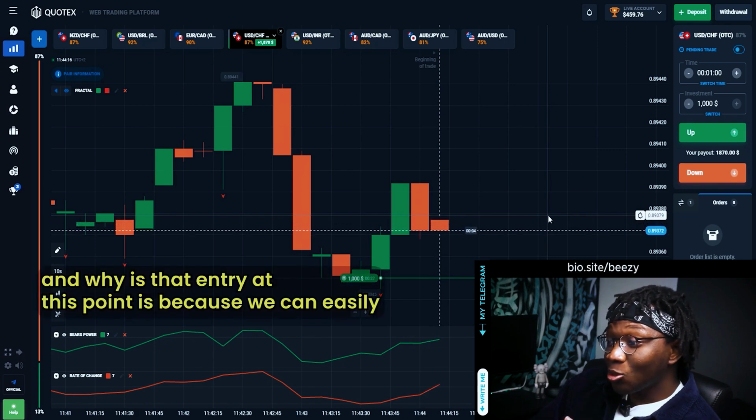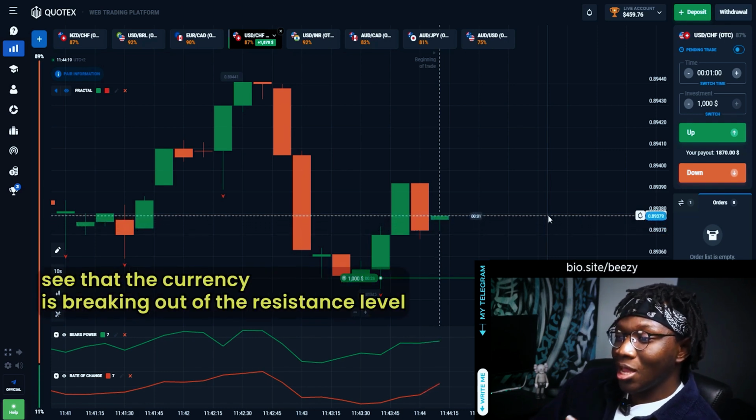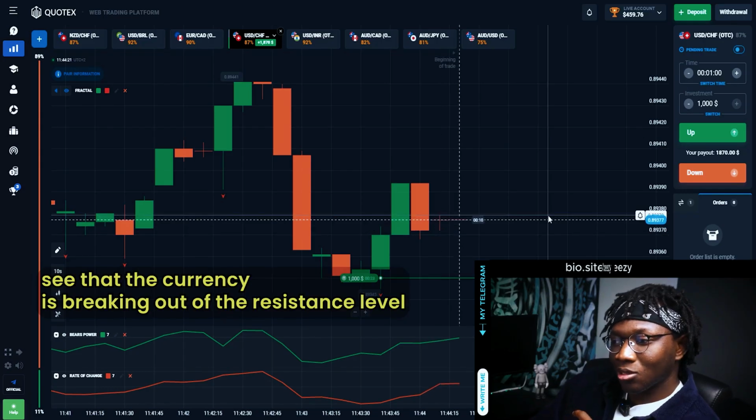And why did I enter at this point? Because we can easily see that the currency pair is breaking out of the resistance level.